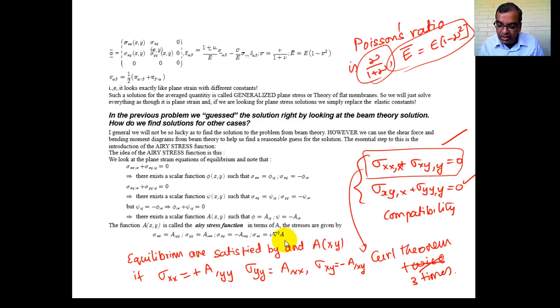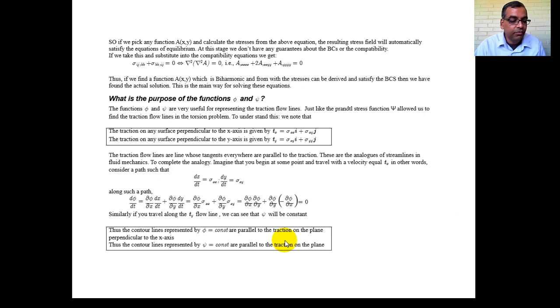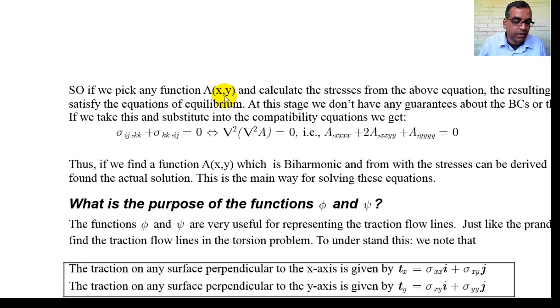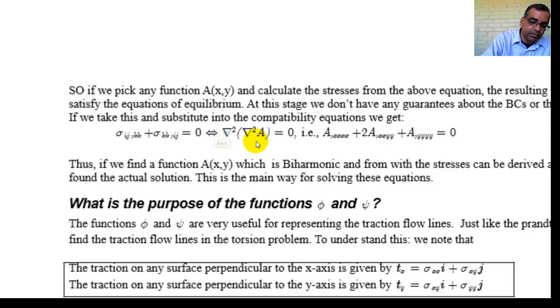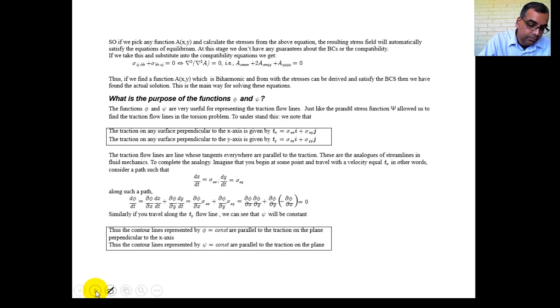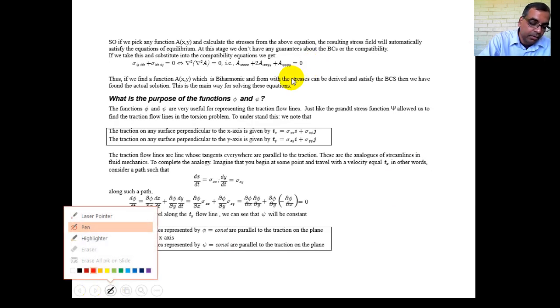In this case, it's actually easier, luckily for us, because if you actually look at the compatibility equation, it will turn out to be, rather than getting del squared psi, you will get del squared of del squared A equal to 0. This is called a biharmonic equation.